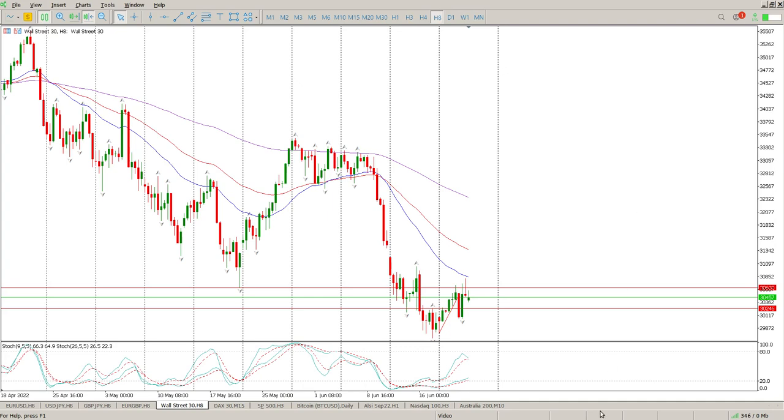So pretty decent setup brewing here for more shorts. We have a pin bar rejection of this area here, which is 36.38. We've got the oscillator separated up quite far apart and about to cross over. We've got a flag break and retest here. So there's a lot going on here on the 8 hour.